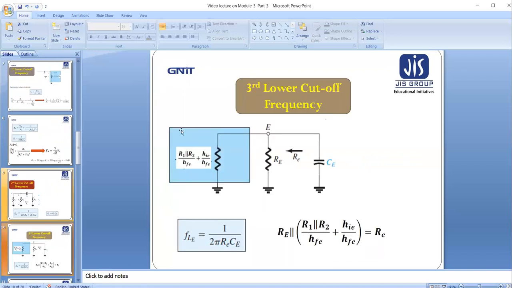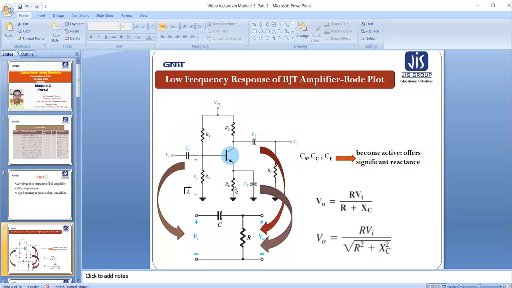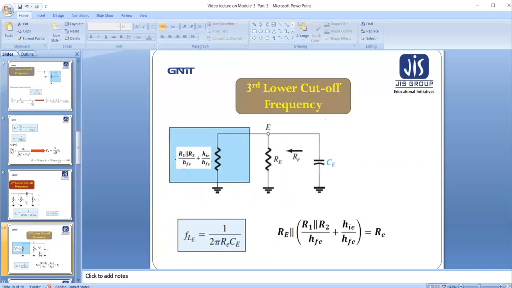Now, third lower cutoff frequency. The third lower cutoff frequency is determined by the unbypassed resistor and the bypass capacitor. If we go again to the main circuit, this resistance is connected to the emitter, where the emitter is connected to the base. The base is connected to R1, R2 and this hie. So these three resistances will be taken into consideration during the third lower cutoff frequency calculation. Therefore, the third lower cutoff frequency can be determined by using this equivalent circuit.